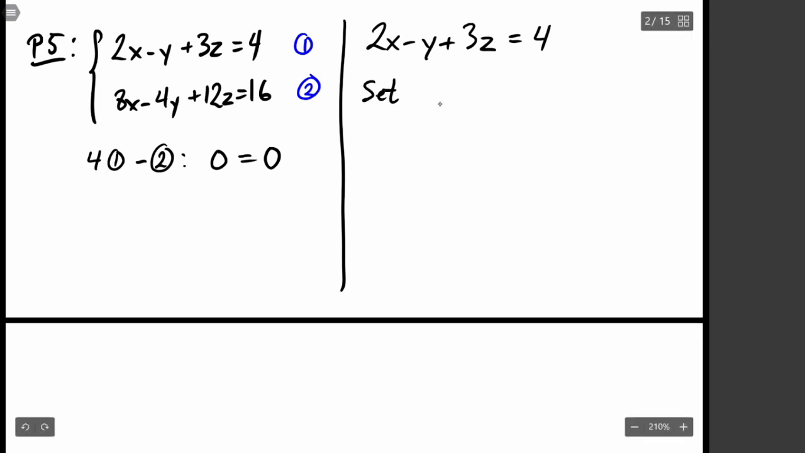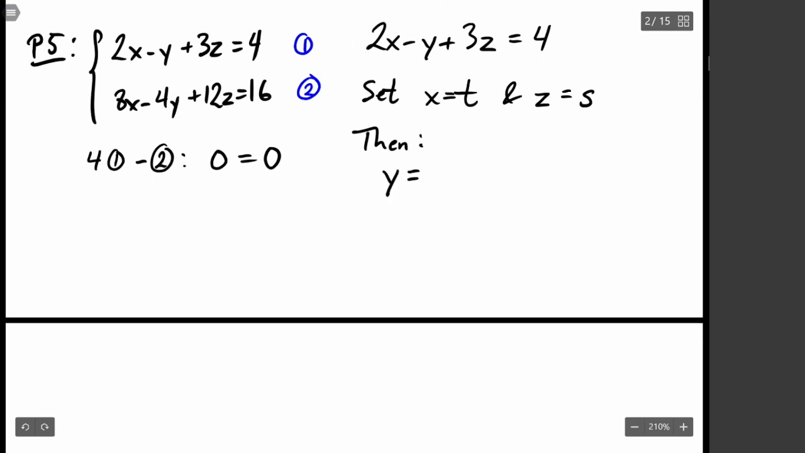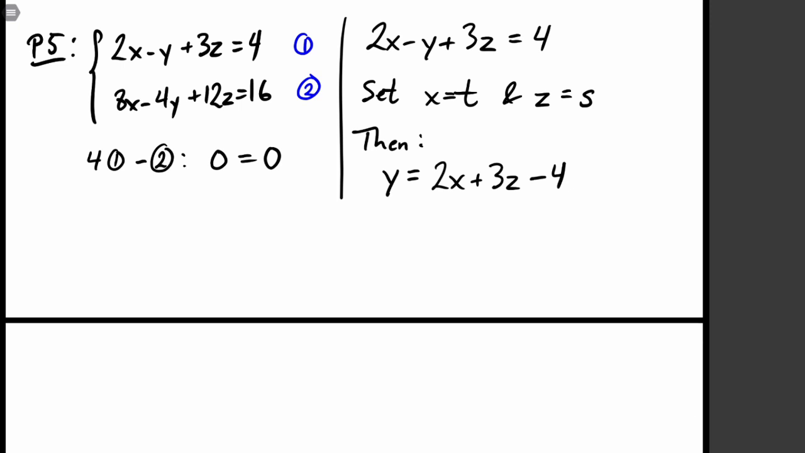What we're going to do is set x equal to t, and z equal to, let's call this s. Then we get that y equals 2x plus 3z minus 4. I almost wrote equals 4. Minus 4. Plug in the t and the s, and we get 2t plus 3s minus 4.